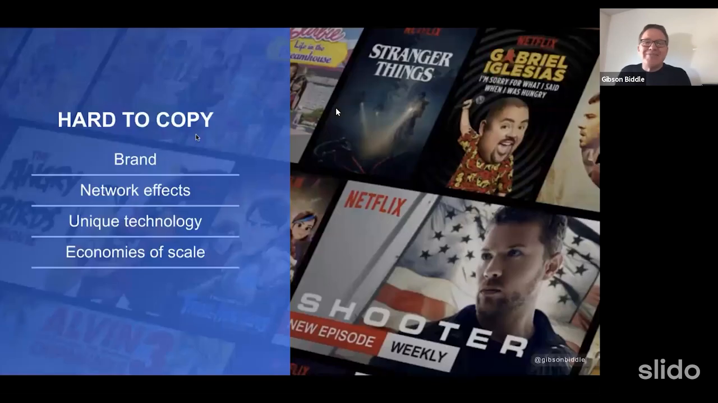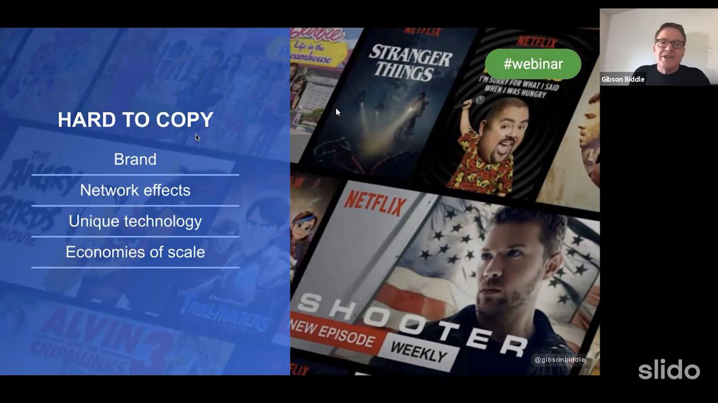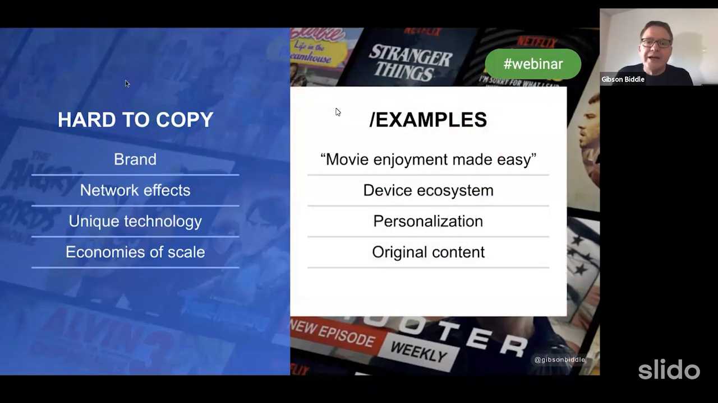Okay, so here we go. Most of the ideas are in these four buckets: brand, network effects, unique technology, and economies of scale. So I'm just gonna share a little bit. Original content, I'm starting at the bottom, is about economy of scale.